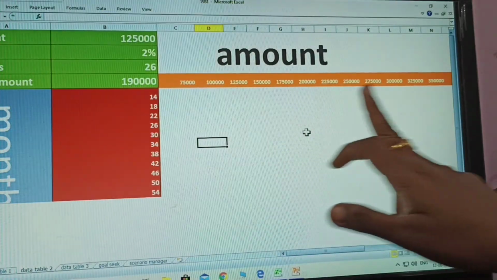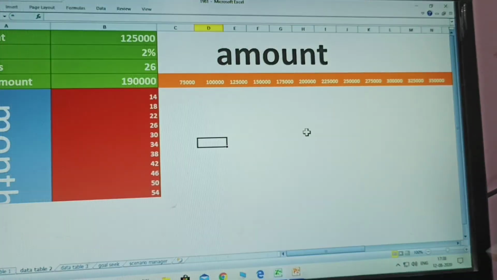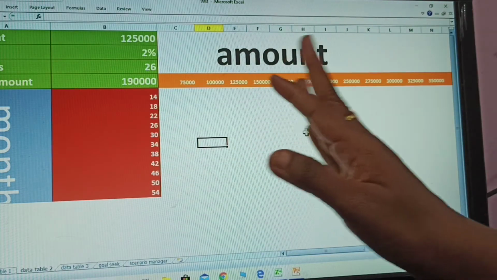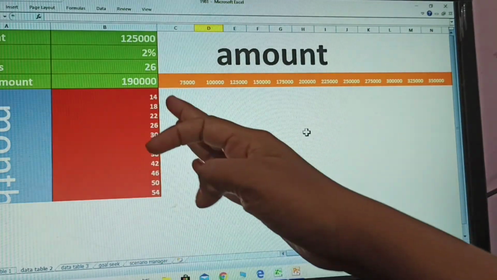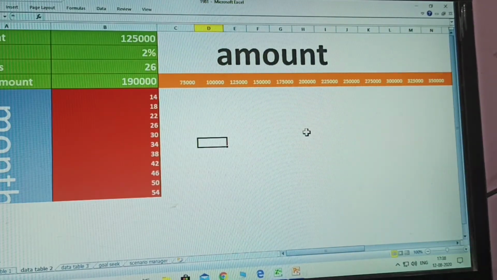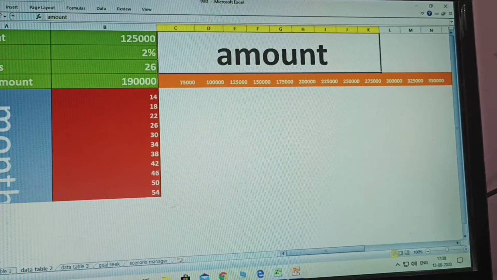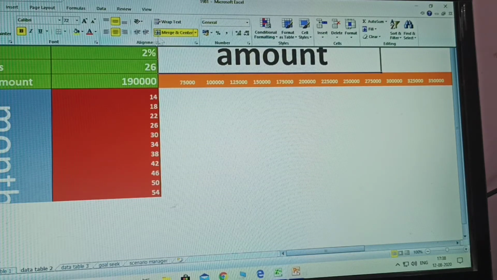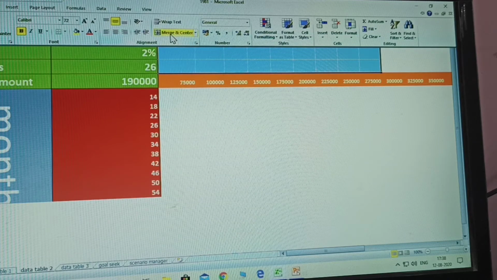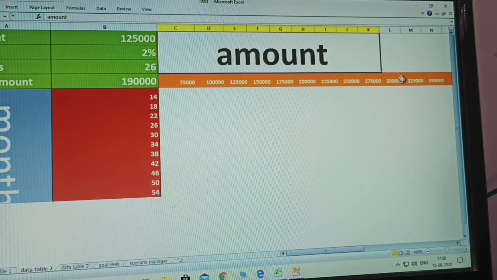These are all different amounts. These are all financial amounts, different amounts. Different persons have taken different months. These are all amounts. The amount is displayed here. How does it come? See here. In Home, you know Merge and Center. After Merge and Center, this came. Extend it from here to here.